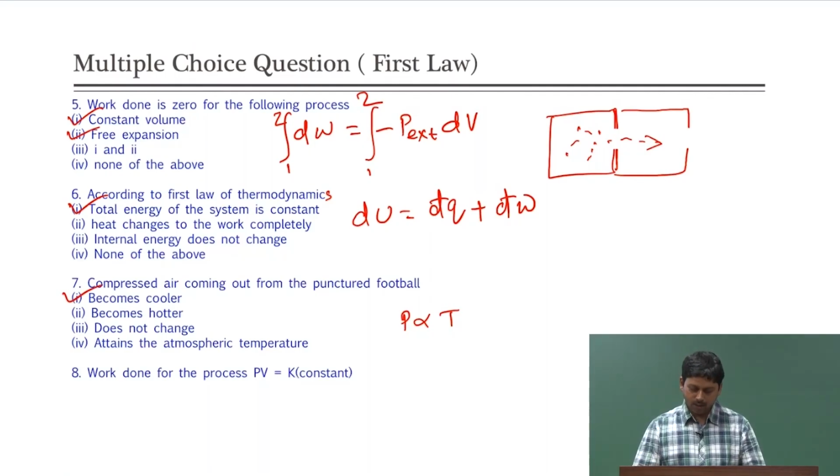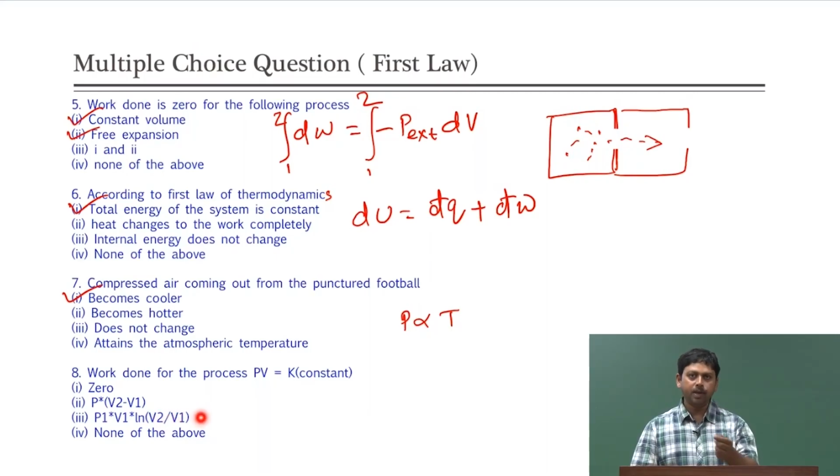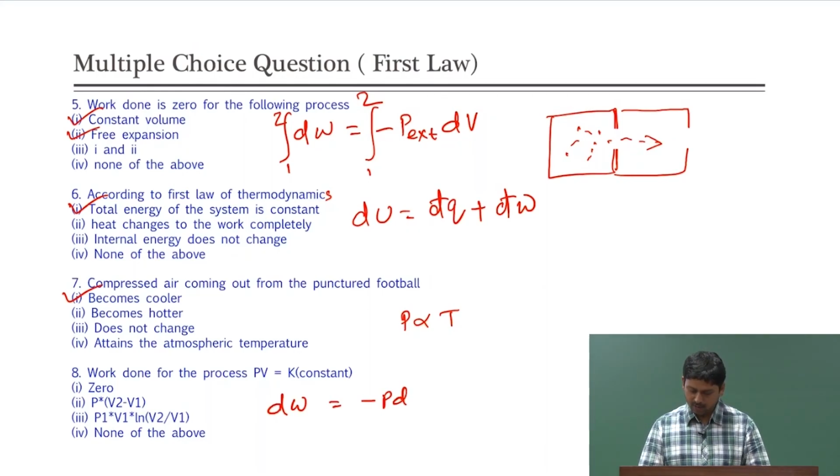So, eighth question: work done for the process PV equal to K, where K is a constant, is 0, P(V2 minus V1), and then third option is P1 V1 ln(V2/V1). Here P1 means the initial pressure and V1 means initial volume. Similarly, V2 means final volume and things like that, and none of the above. So, to understand that, let us just calculate the work done. So, what is work done? So, dW we can write as minus P dV.